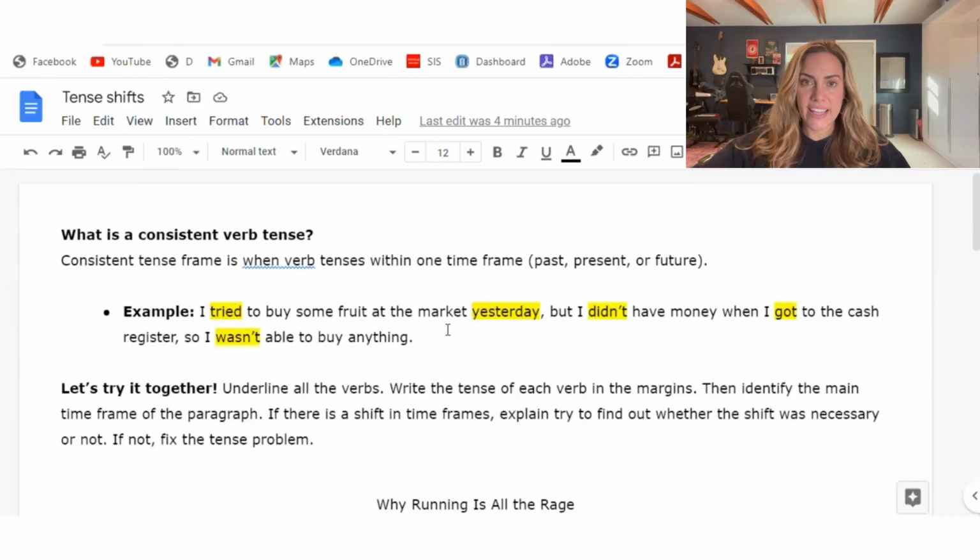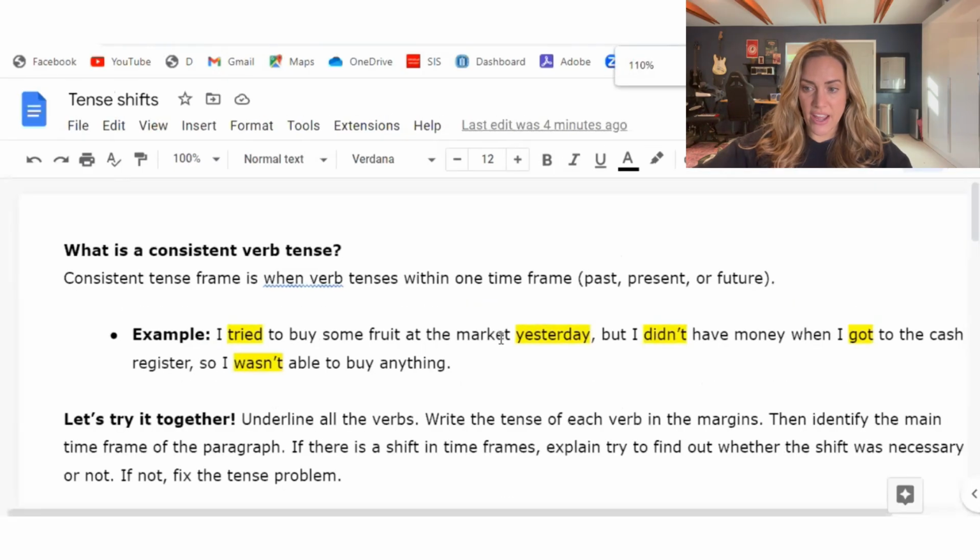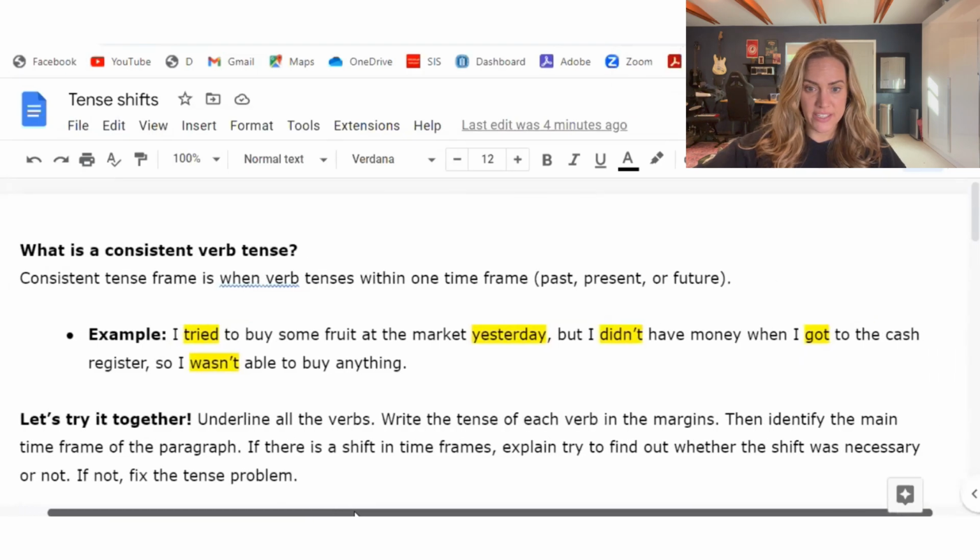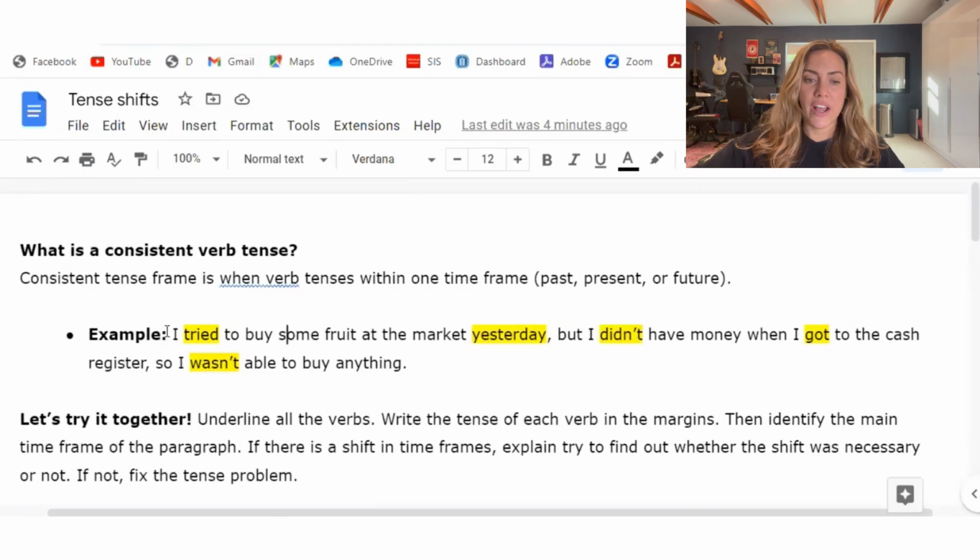All right, so I want to give you an example here. I've highlighted the verb tense, and words that show verb tense here. So, I tried to buy some fruit at the market yesterday. I highlighted yesterday because it's past tense. I highlighted tried because it's past tense. So this is consistent and this is good. I tried to buy some fruit at the market yesterday, but I didn't have money when I got to the cash register. So I wasn't able to buy anything.